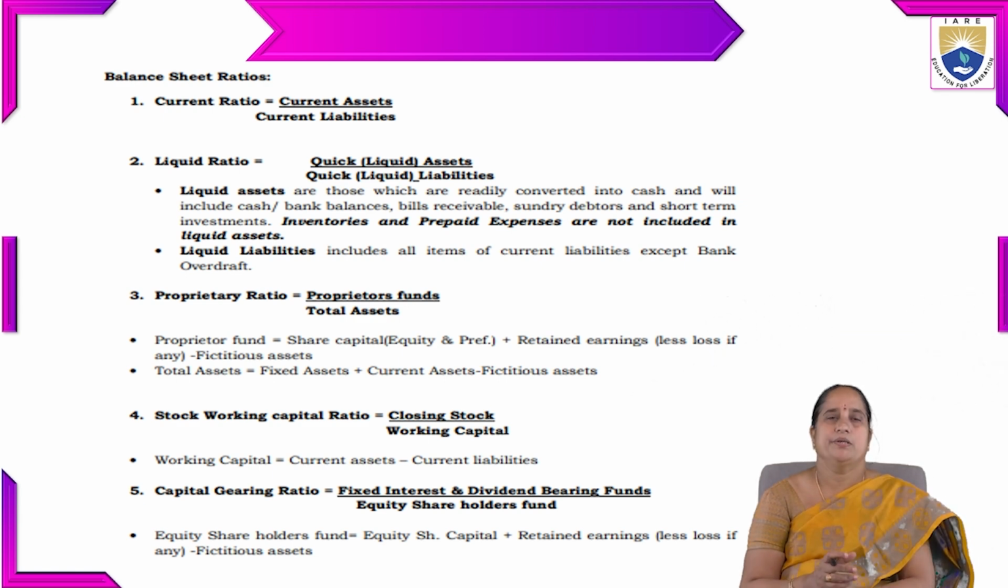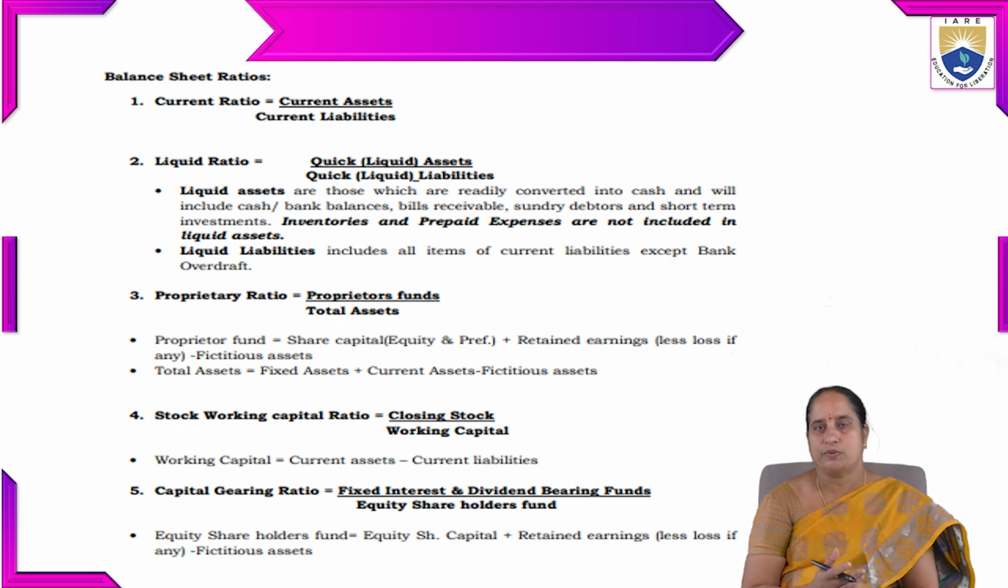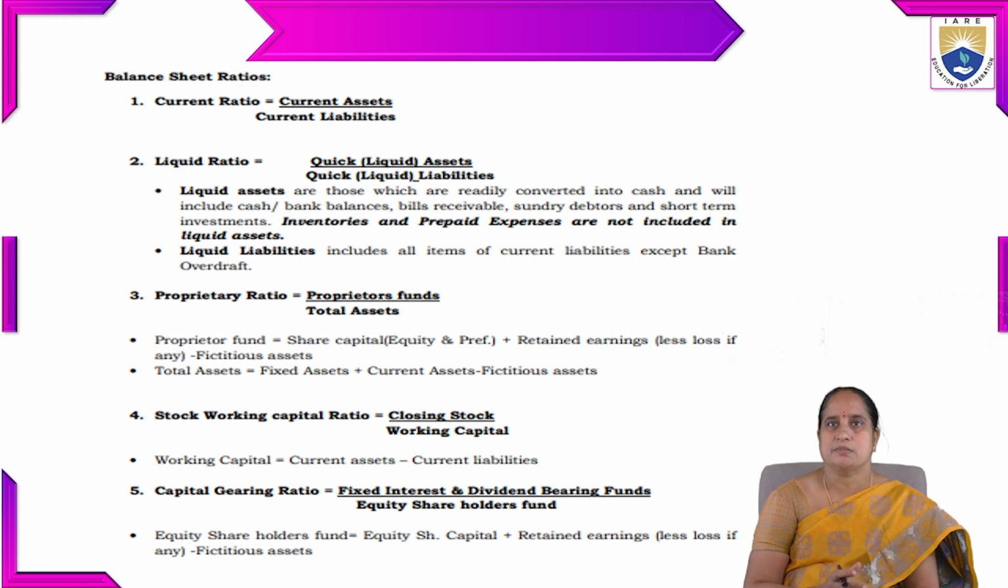And third ratio is proprietary ratio, which can be derived by the formula proprietor's fund divided by total assets. So proprietor's fund can be calculated by using the items share capital, equity or preference capital, plus retained earnings, less loss if any, minus fictitious assets. Then total assets equal to fixed assets plus current assets minus fictitious assets.